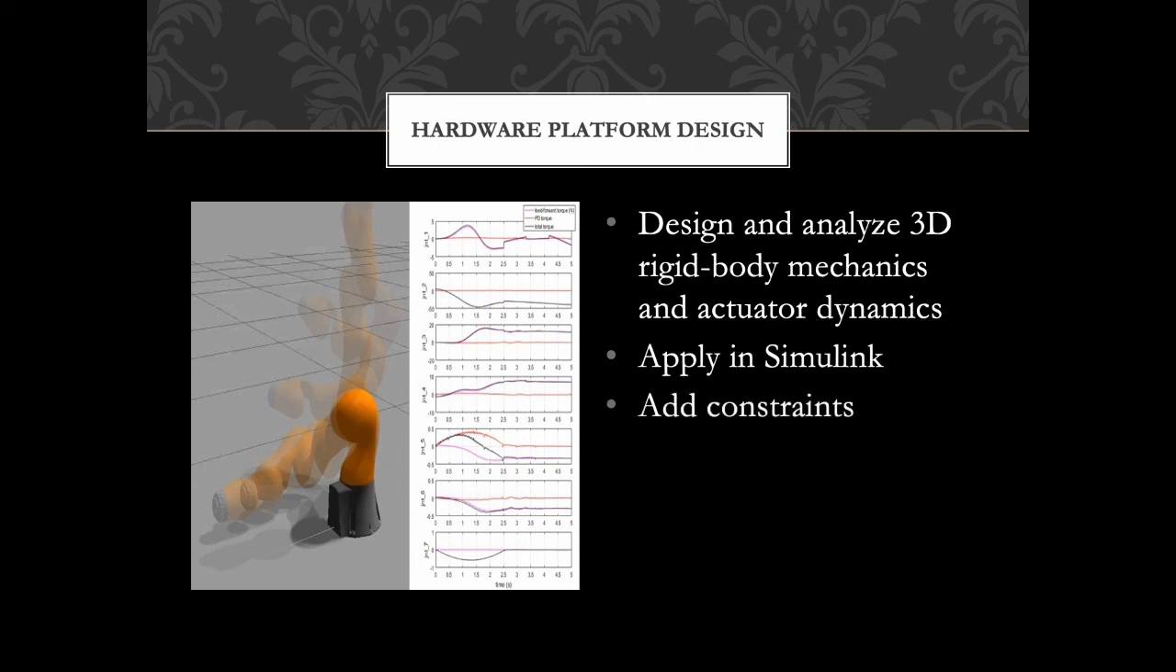And then we can add constraints such as friction and model multi-domain systems with electrical, hydraulic, or pneumatic and other components. Once it is in operation, we have to reuse design models as digital twins.